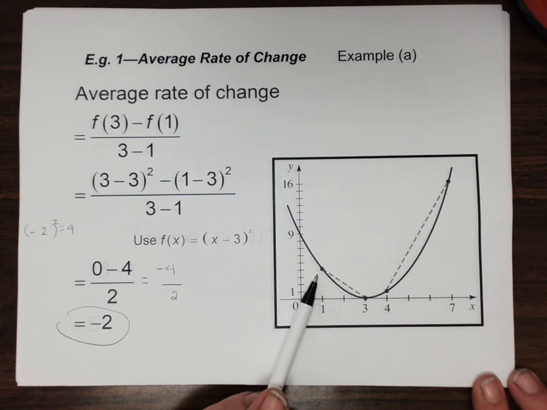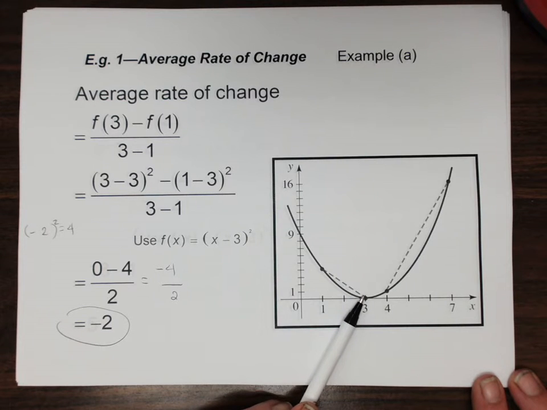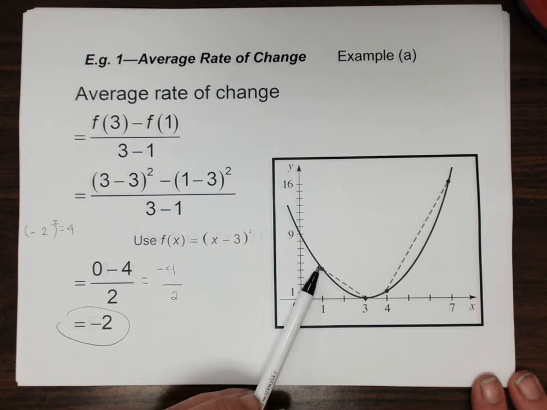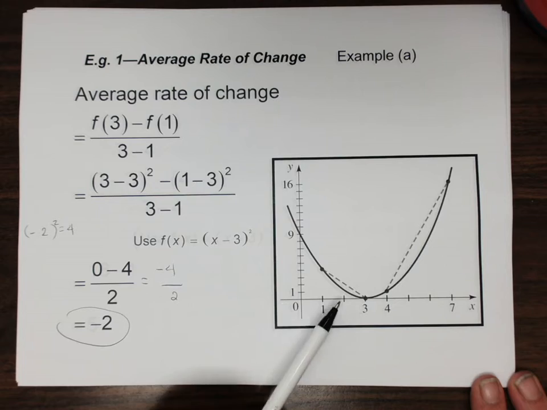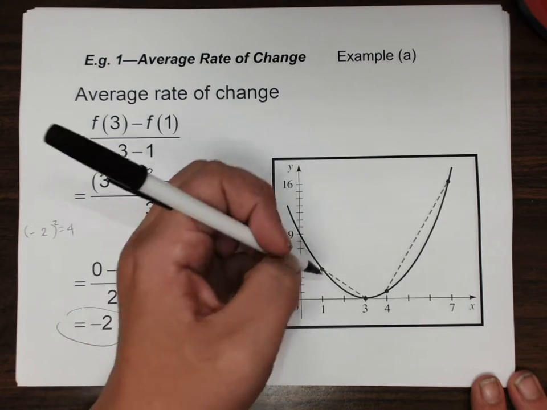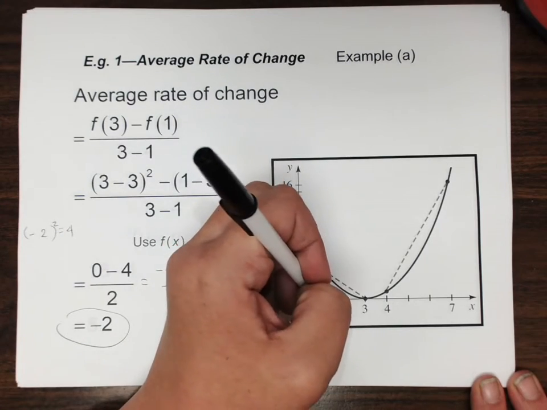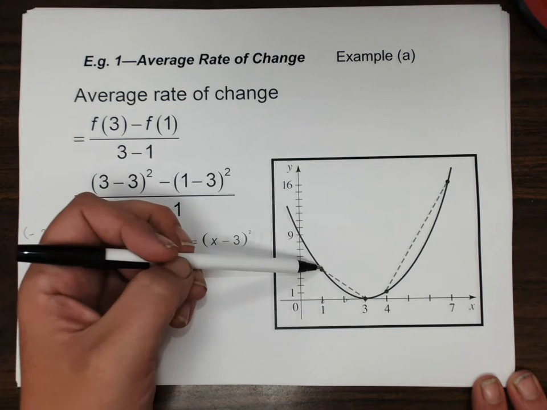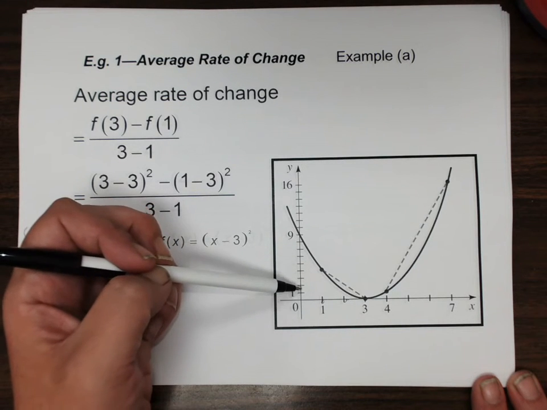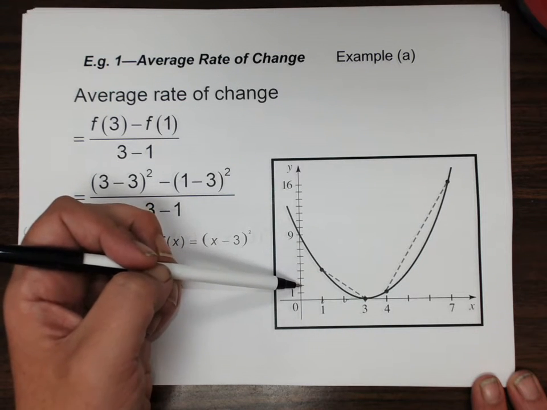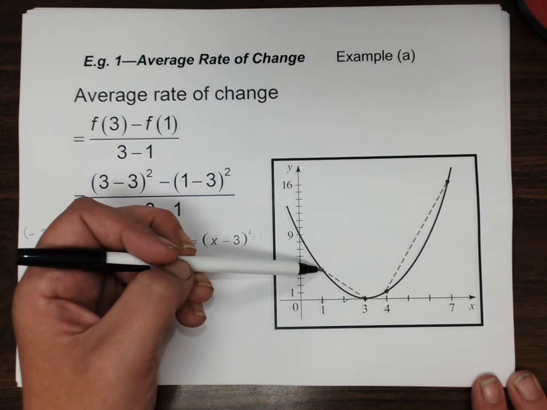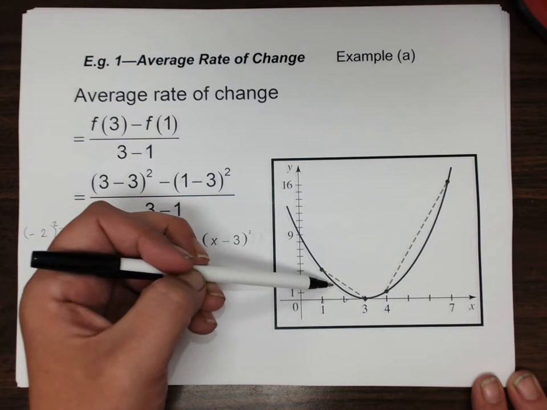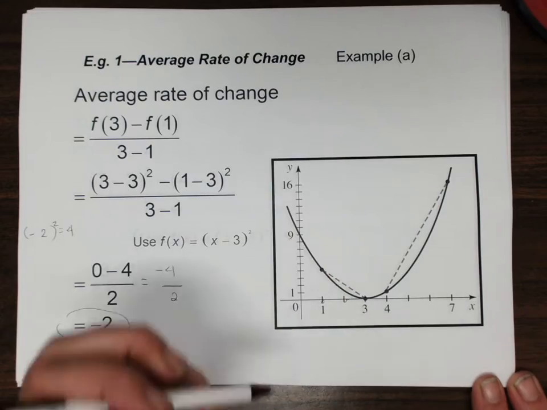So in this part of the function, between 1 and 3, the slope of this secant line is negative 2. For every 1 over, it will move down 2. And we can kind of see that here, we're starting at, let's see, 1, 2, 3, 4. We go down 2 and over 1. And yes, it looks like if we go down 2 and over 1, we are right on our curve.